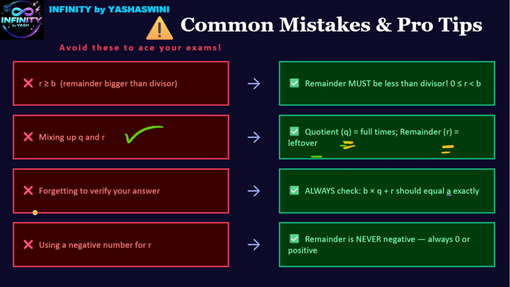Then the third mistake is forgetting to verify your answer. Always cross check that a is equal to bq plus r. And the last mistake is using a negative number for r. As we know, the remainder should be equal to or greater than 0, not less than 0. So the remainder should not be a negative number.